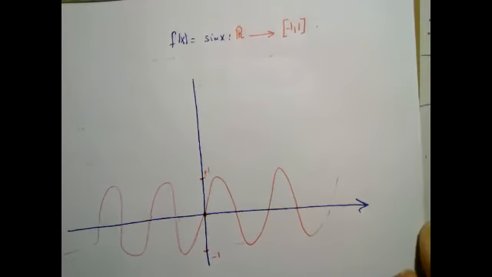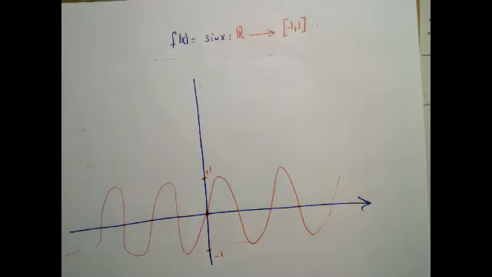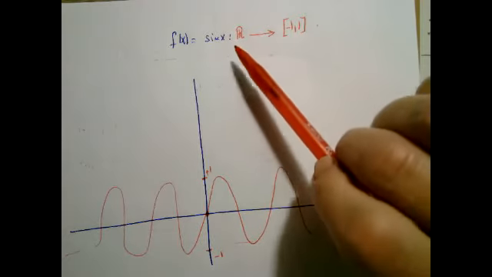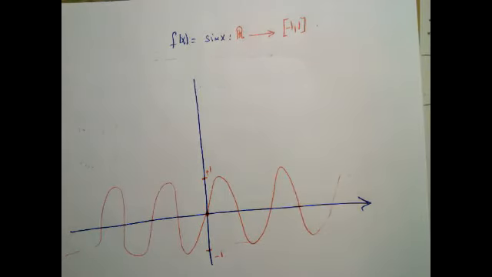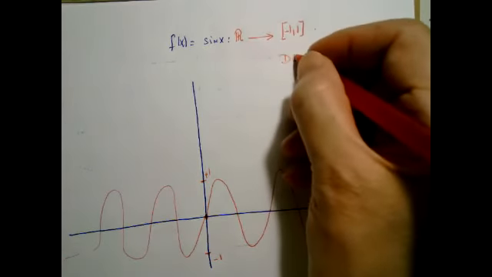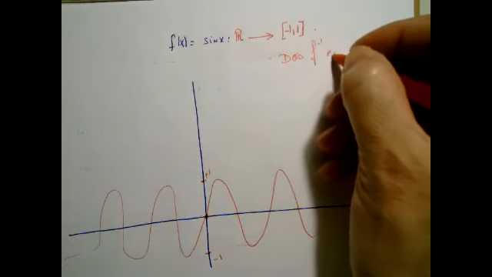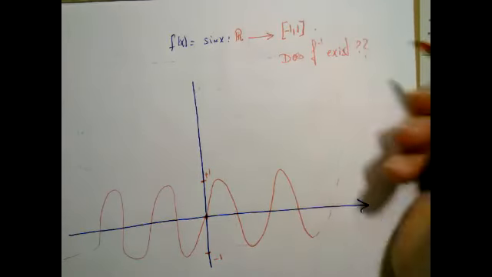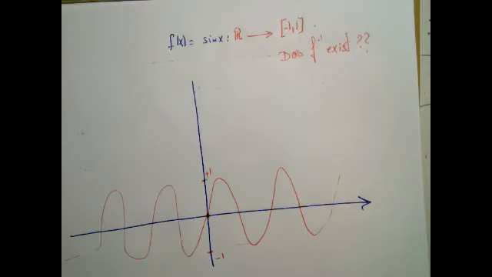Okay. Now a question addressed to you. Does this function have an inverse? Does sine have an inverse as a function from R to [-1, 1]? Yes or no? Why are you silent? Does f inverse exist? So let's look at the graph. Is this function onto? Yes or no? Graphically, I don't want any proof.